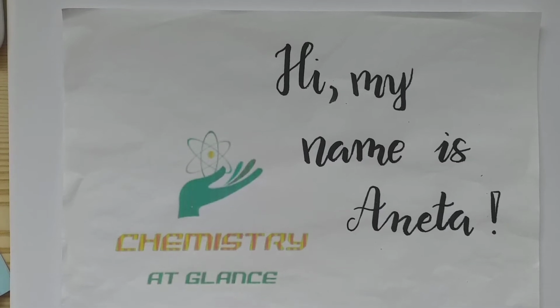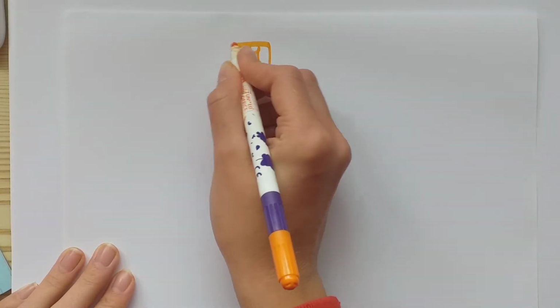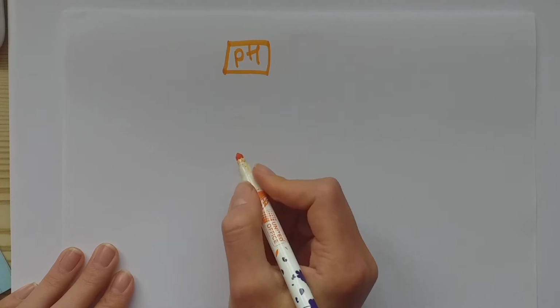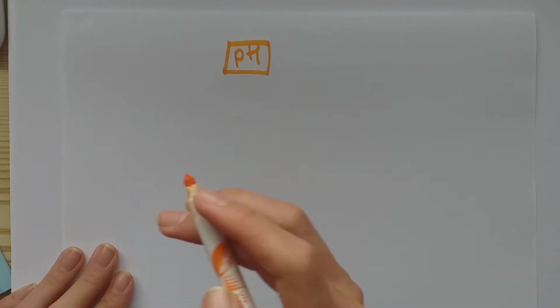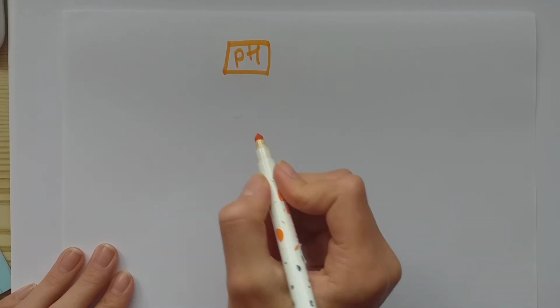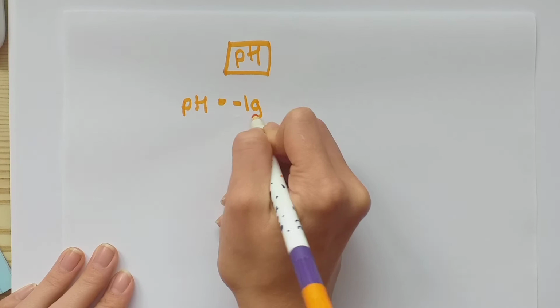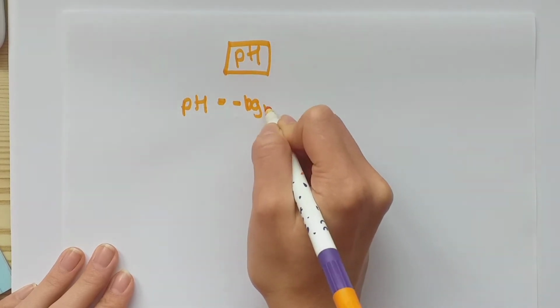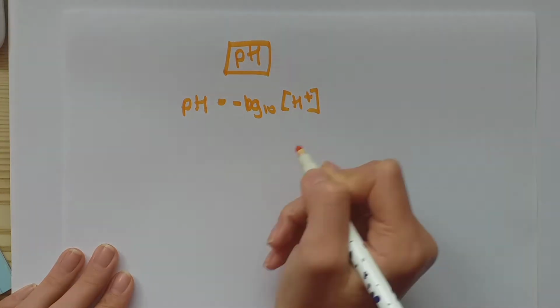But let's go into this video's topic. And today we're working on the pH. You might be asked to calculate your pH. And how you do it is pH equals minus log to the 10 of H plus.